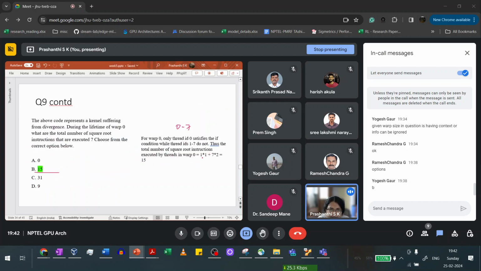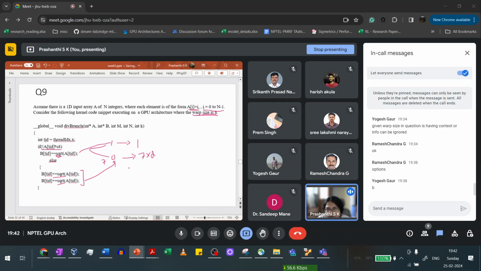So this is what this is. The total number of square root instructions executed by threads in warp 0: 1 into 1 plus 7 into 2, 15. So let's again go through this quickly. You have 8 threads and in warp 0 the thread IDs will be 0 to 7, right? And your A of TID is initialized to the same value. So you basically have values ranging from 0 to 7. What you have to do is to evaluate this if condition properly. So you will see that for 0 it will evaluate to true and for all of the others it will go to the else part, right?